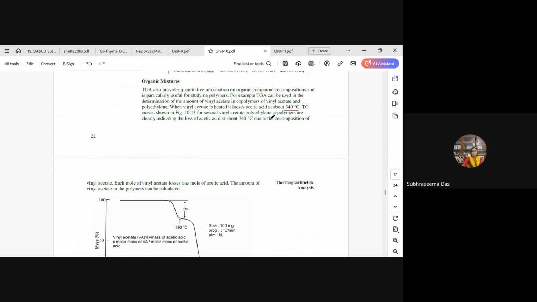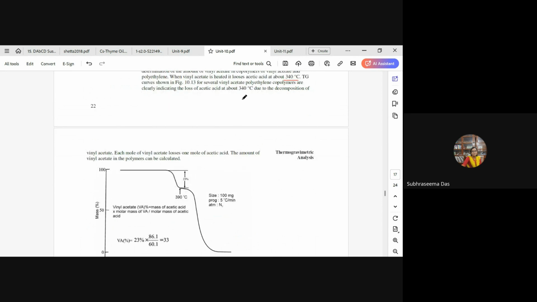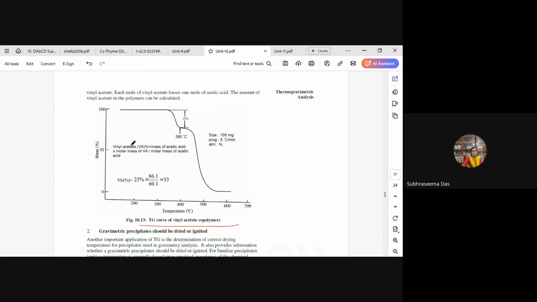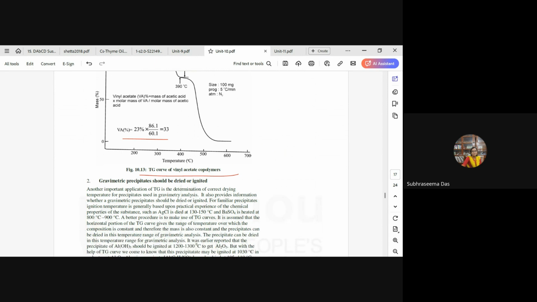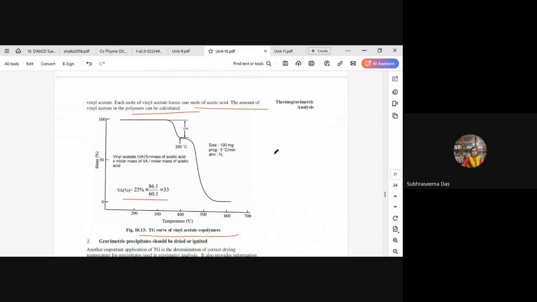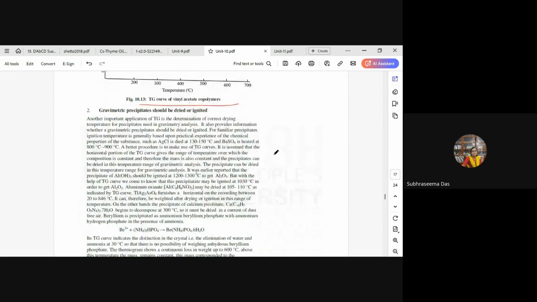Here the TG curves show that for several vinyl acetate polyethylene copolymers, they indicate the loss of acetic acid at 340 degrees centigrade. Each mole of vinyl acetate loses 1 mole of acetic acid. So then we can calculate the amount of vinyl acetate which is present in the polymers. Here the calculation has been shown, and using this plot we can calculate the loss of vinyl acetate from the copolymer.